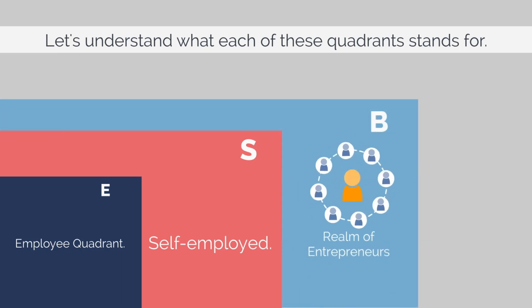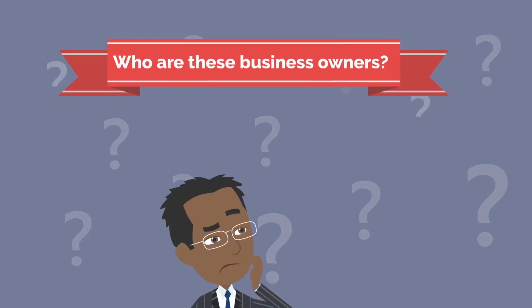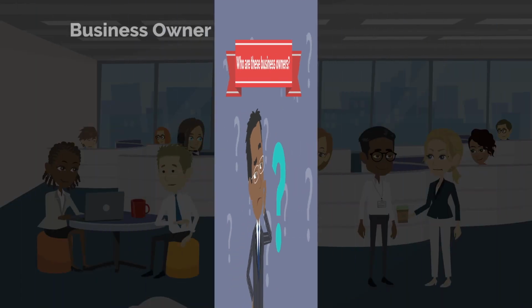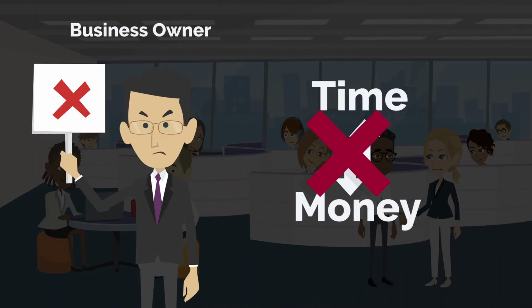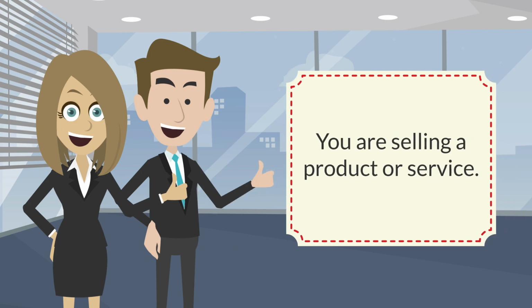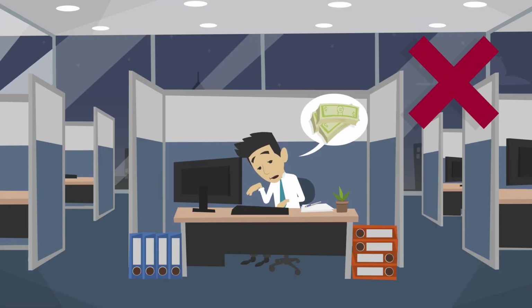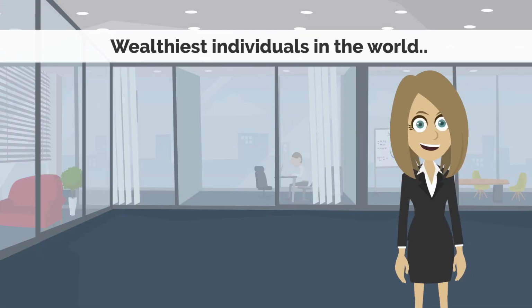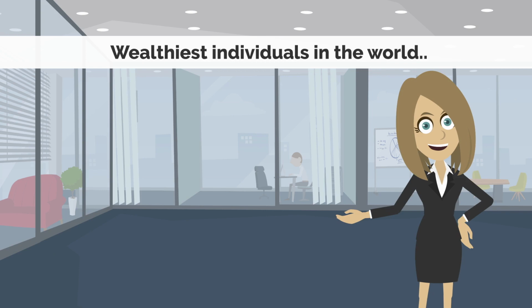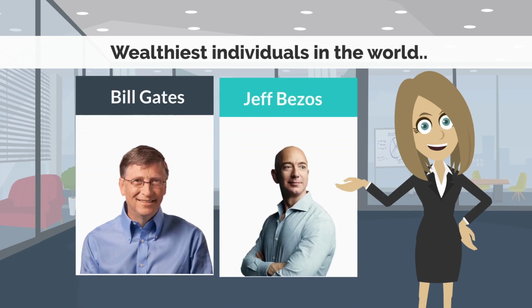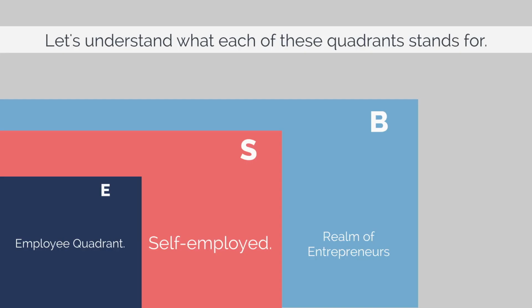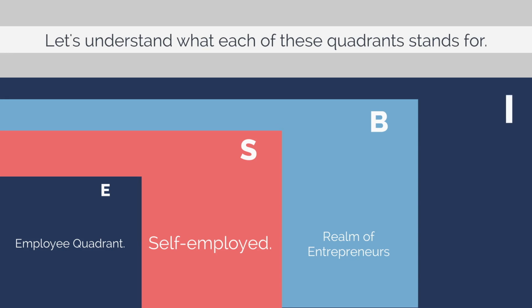The next quadrant is the B quadrant. This quadrant represents the realm of entrepreneurs who design systems to earn profits passively. Who are these business owners? Being a business owner, you aren't selling your time for money. Rather, you are selling a product or service for which you don't have to be working for the business to generate income. One shouldn't be surprised to know that the wealthiest individuals in the world, like Bill Gates and Jeff Bezos, are business owners.